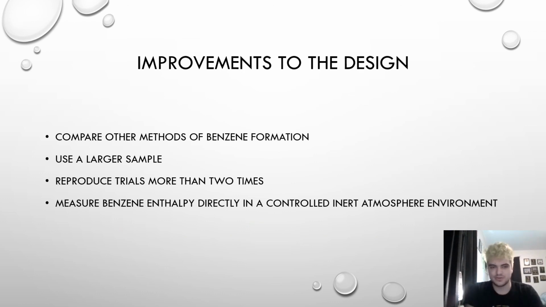So this experiment was pretty standard, but some things that could improve the overall design is we can compare other methods of benzene formation. For example, we can use a long chain triene molecule to form benzene. And we could also use a larger sample mass because that might allow less deviation in the data collected. And then trials should probably be reproduced more than just 2 times in order to have more accurate data. And then the enthalpy of benzene could be measured directly in a controlled inert environment under nitrogen or some sort of inert gas, or in a glove box or something like that.